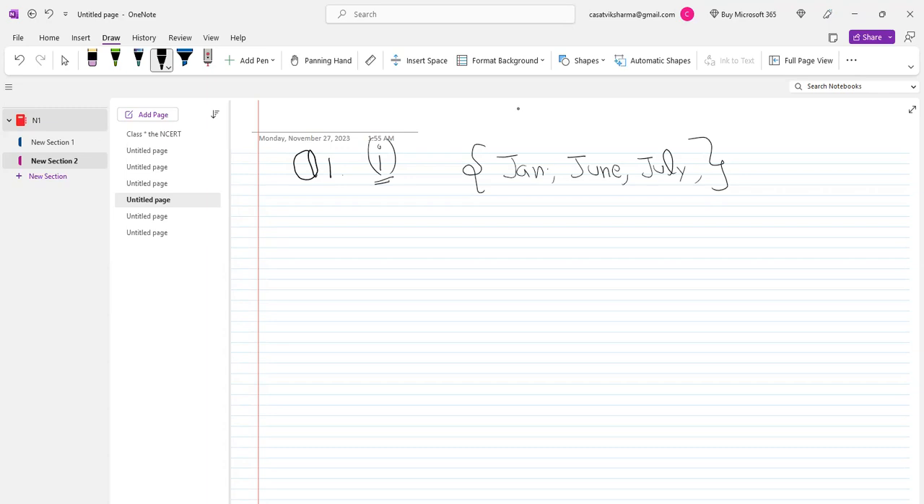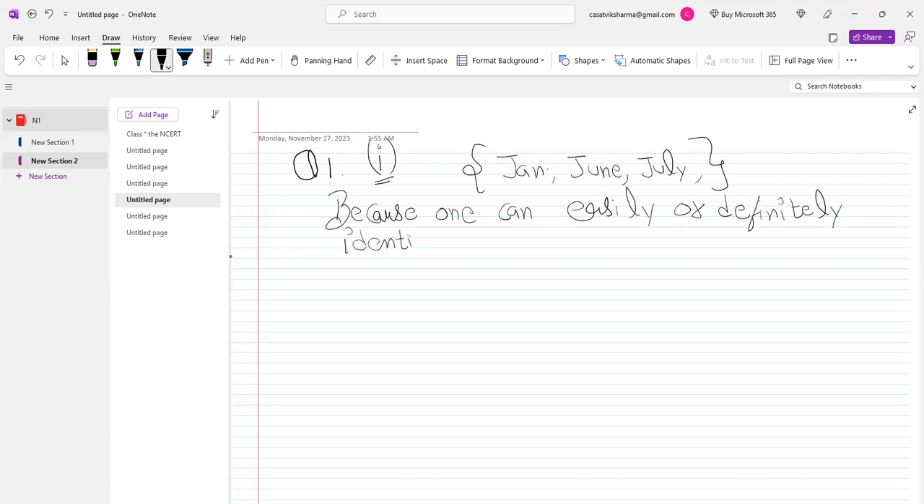Okay. You can write it also with justification. This is the justification because one can easily, or definitely, we can use the word, identify a month that belongs to this collection.